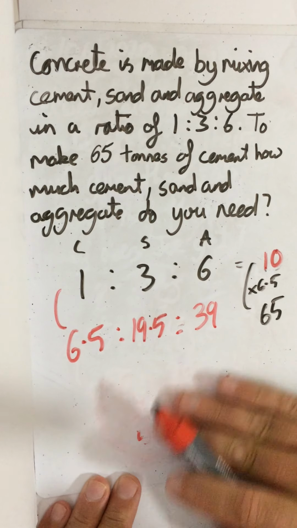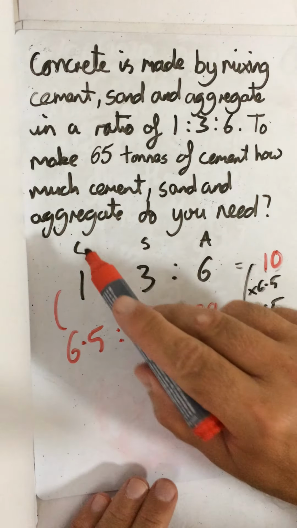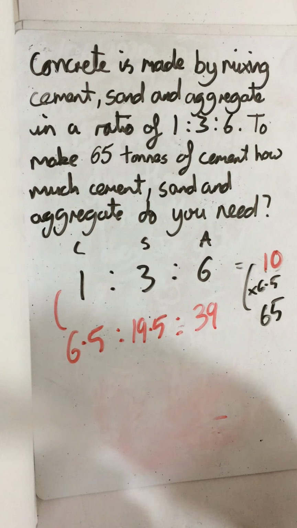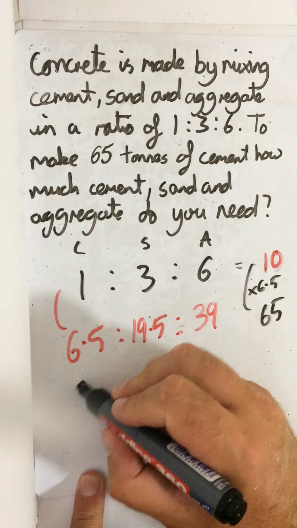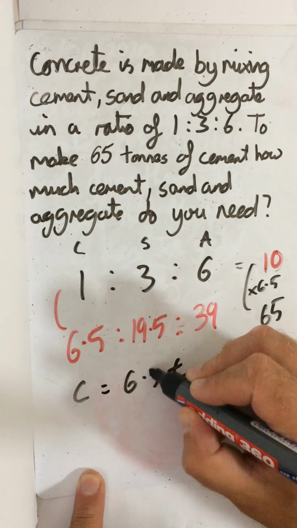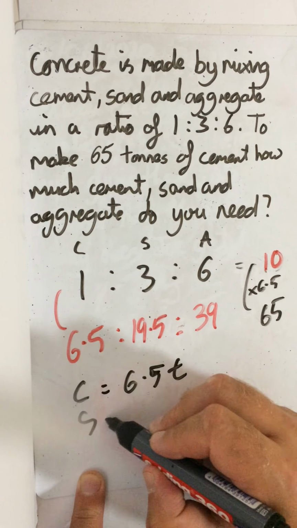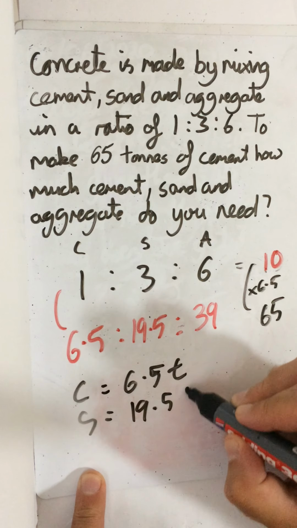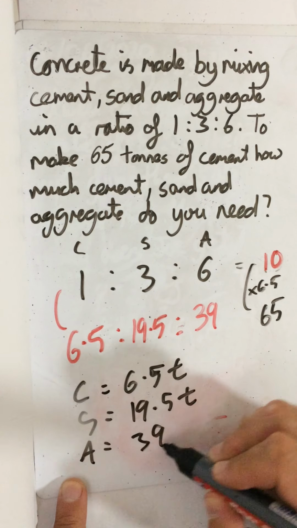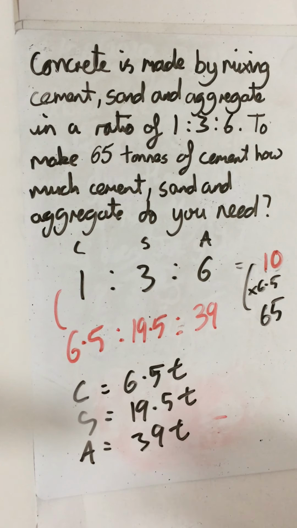So that's the ratio expanded out. What's the question asking? How much cement you need? So I'm just going to put C for short, but you would do the full word. Cement, you need 6.5 tons. Then sand, you'd need 19.5 tons. And then aggregate, you'd need 39 tons. Okay, so that would be your answer.